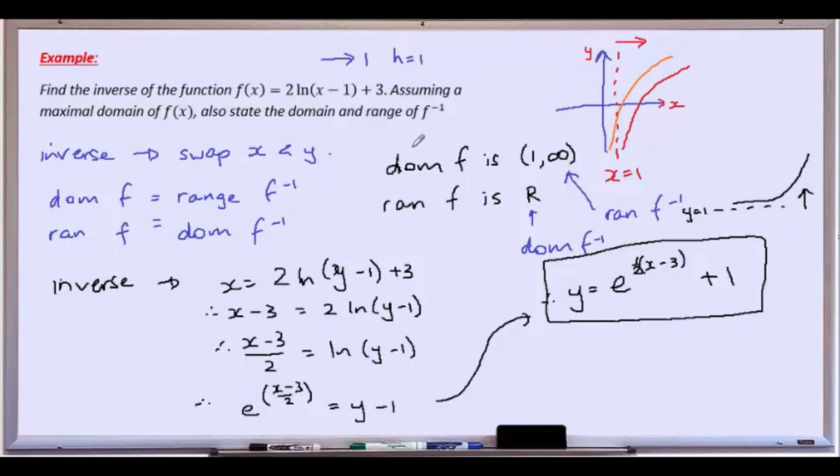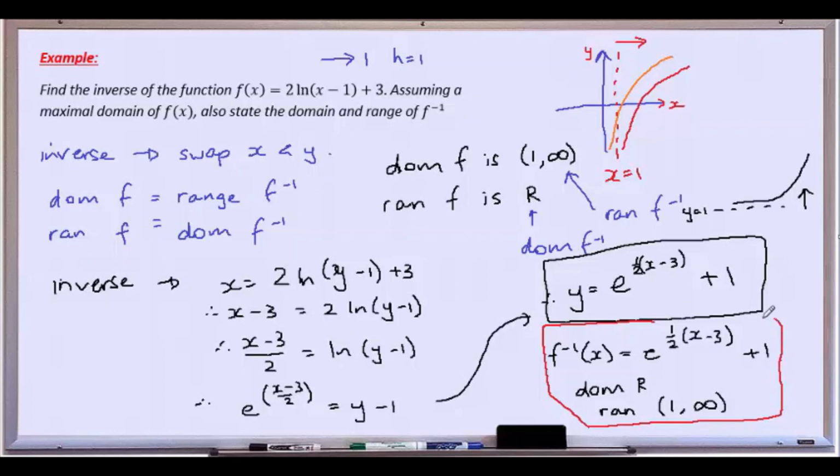So now to completely answer the question, I've said my new function, so it's going to be f negative 1, my inverse function of x, equals e to the half (x minus 3), all of that plus 1. My domain is R, my range is from 1 to infinity, not including either of those points. And let's make it really clear to the examiner that this is my answer by putting a box around it and making sure they know. And a smiley face just for good measure.